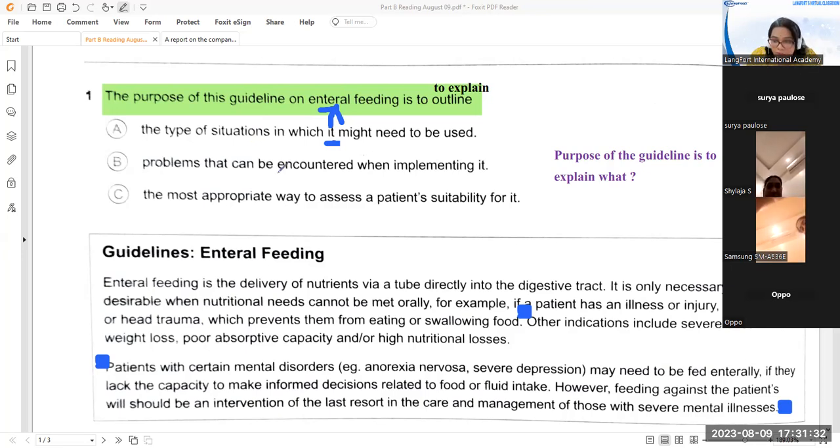Next option with the question. Yes. The purpose of this guideline on enteral feeding is to outline problems that can be encountered when implementing it.